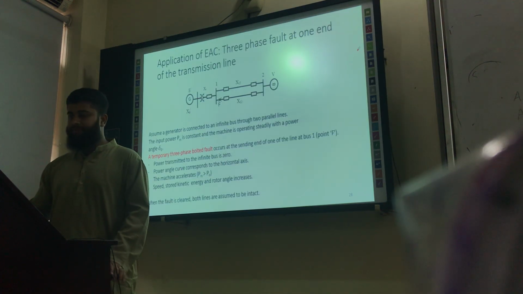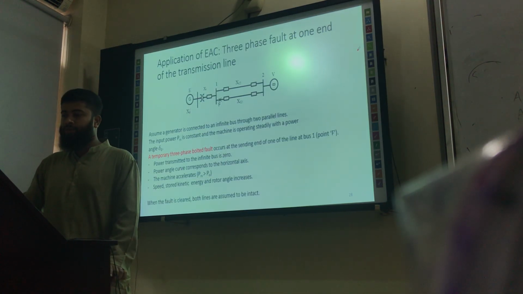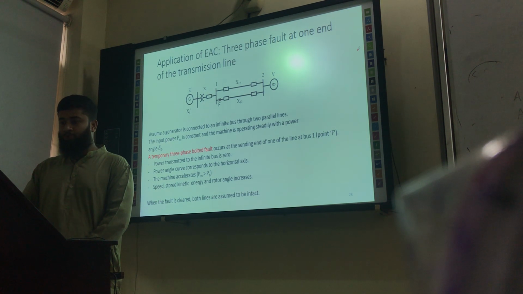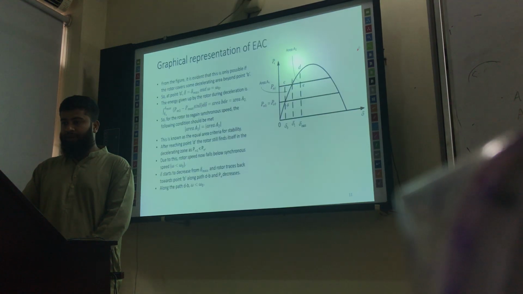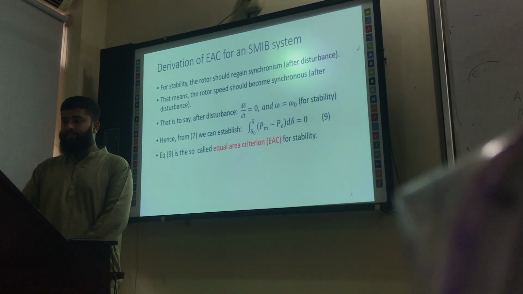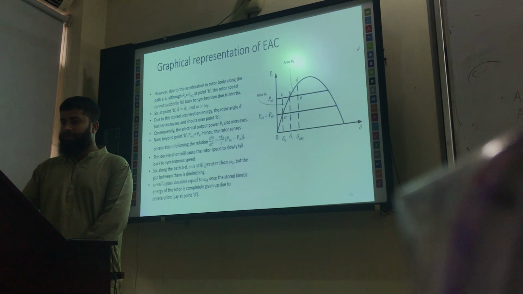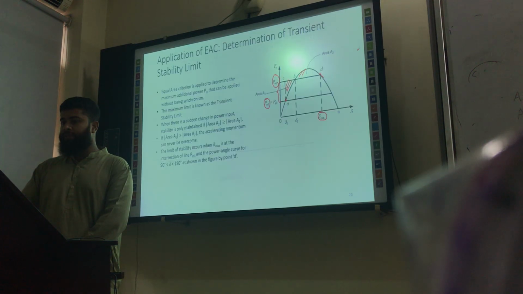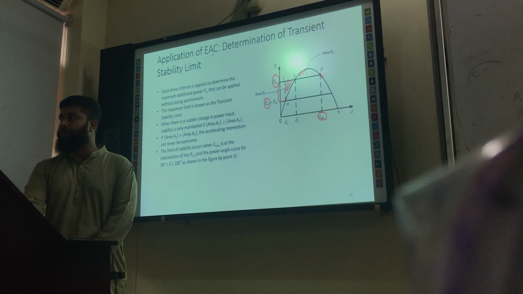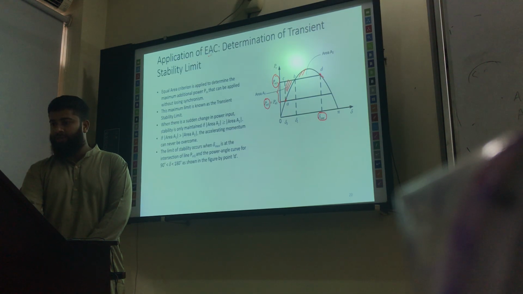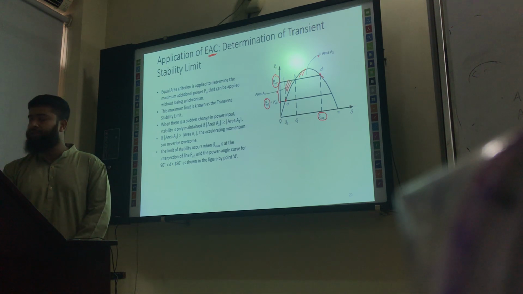Okay, now the next topic. This is the application of ESC, the equal area criterion. So look at how we are proceeding in this slide. In the first few slides, we developed the idea of the equal area criterion, right? Then we understood the graphical representation of ESC. Then we started the application of ESC. What was the first application? The determination of transient stability limit, right? So using this technique, using this concept, we determine the transient stability limit.